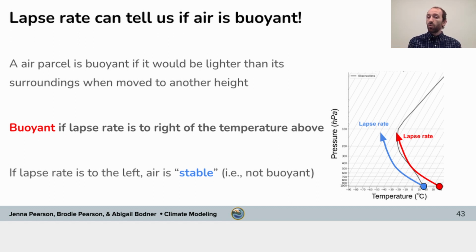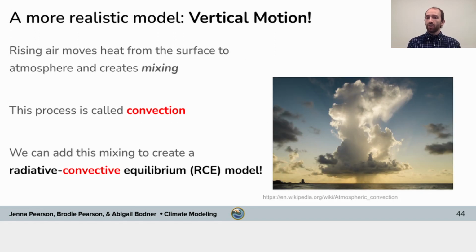In that case, we say that the air is stable or it's not buoyant. But if we look at the warmed surface air parcel, that red dot, then its lapse rate is shifted to the right and actually lies to the right of the observed temperature above. In that case, if we move the air parcel upwards, it would be warmer and lighter than its surroundings. So it would want to continue moving upwards and be buoyant. And so that's how we can use these types of plots to tell whether or not an air parcel is buoyant or not.